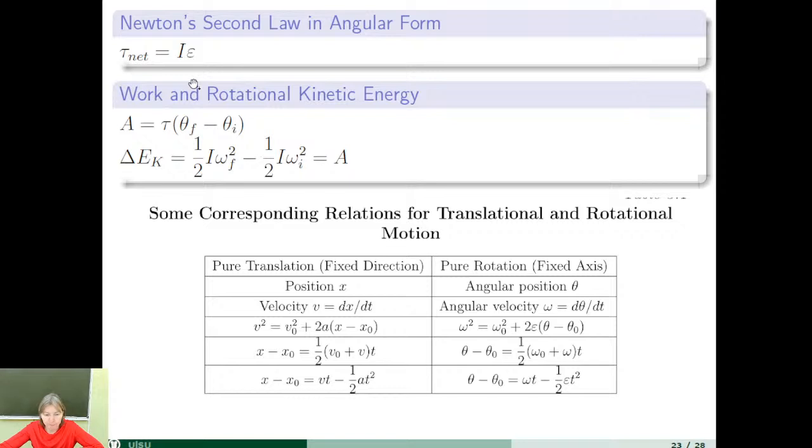And work and rotational kinetic energy. Work is the product of torque and the change of angle, and rotational kinetic energy is half the product of the moment of inertia and the angular velocity squared. And the change of this kinetic energy is the work.